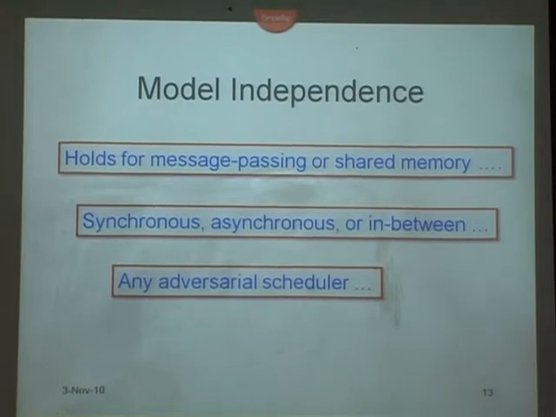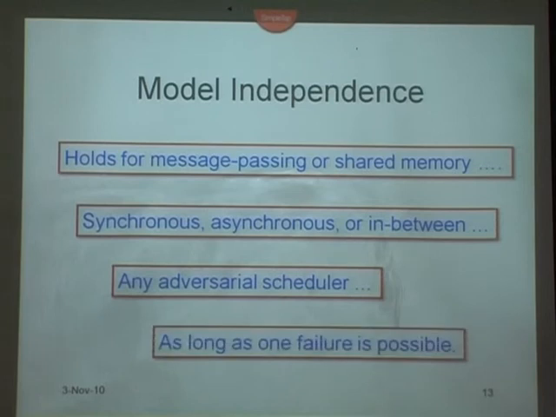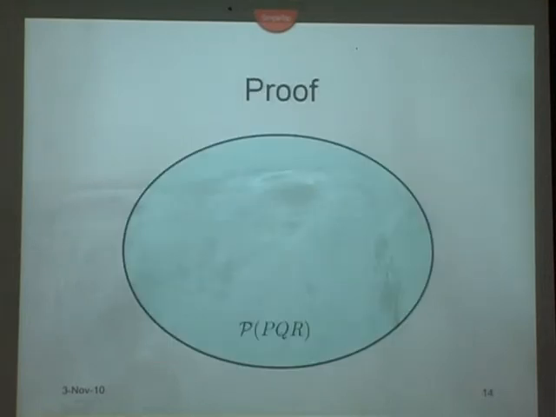So this is another example where we can take all the model-specific things and push them into a corner and use this general theorem that applies to every model. And the only thing you need is that you have to be able to tolerate one failure for this result to hold. Okay, so here is a kind of proof outline.